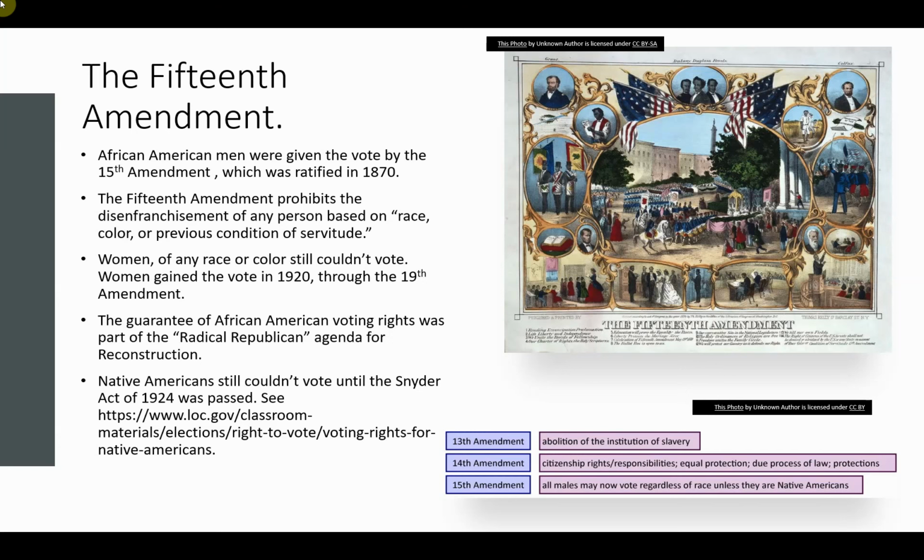Anyway, the Native Americans still couldn't vote until the Snyder Act of 1924 was passed. And you can see this URL here, www.loc.gov, Library of Congress, I believe. Classroom materials, right to vote. I will include this in the notes below.